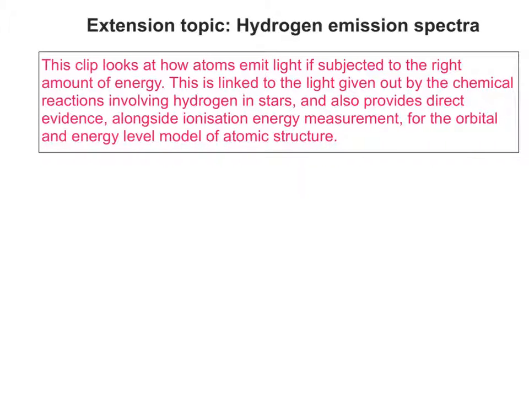Hello and welcome to this extension topic clip on hydrogen emission spectra. We're going to look at how atoms emit light if subjected to the right amount of energy, and how this links to the light given out by chemical reactions involving hydrogen in stars in the universe. It also provides direct evidence, alongside measuring ionization energy using a mass spectrometer, for the orbital and energy level model of atomic structure.